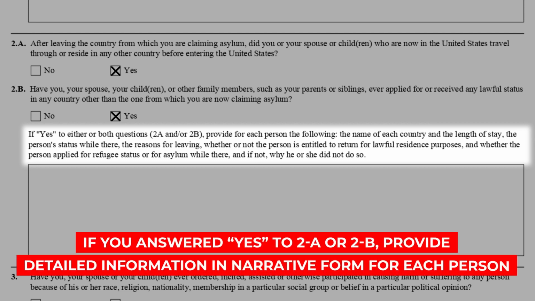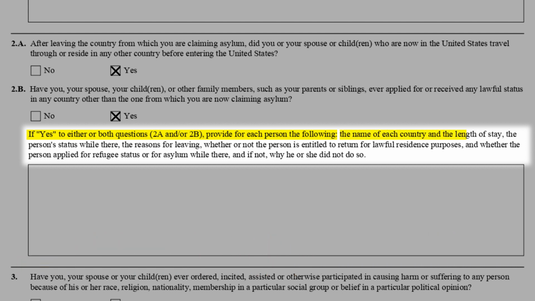If you answer yes to either of those questions, then you've got to explain more in narrative form in the box below. Specifically, the instructions here say that if you answered yes to either 2A or 2B, then you must provide for each person the following: the name of each country and the length of stay, the person's status while there, the reasons for leaving, whether or not the person is entitled to return for lawful residence purposes, and whether the person applied for refugee status or for asylum while there, and if not, why he or she did not do so.